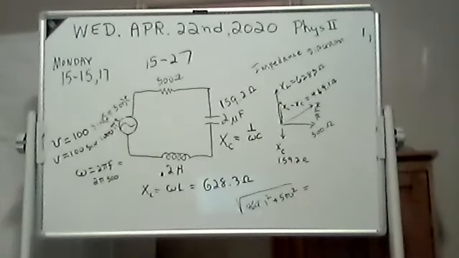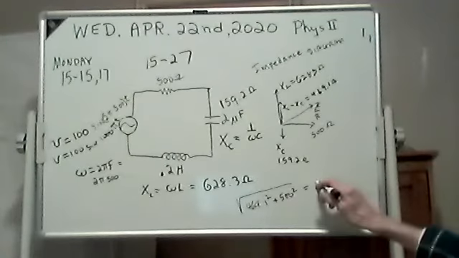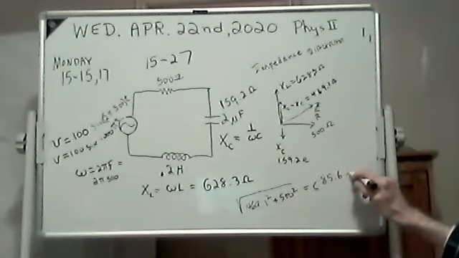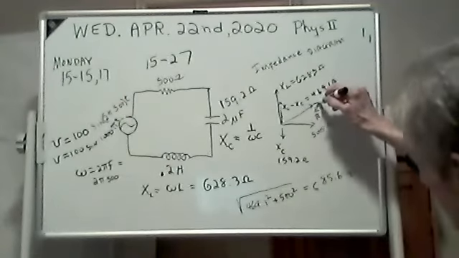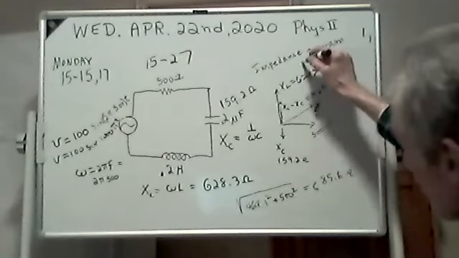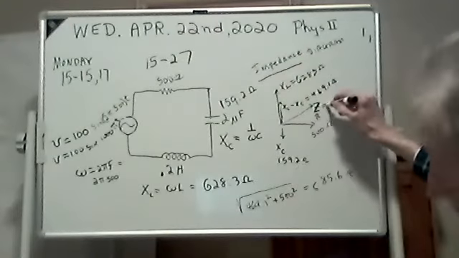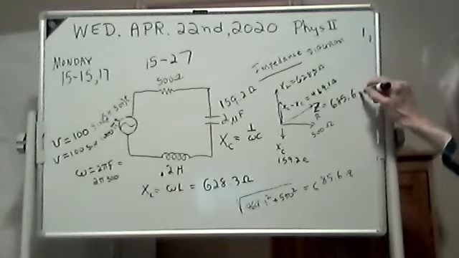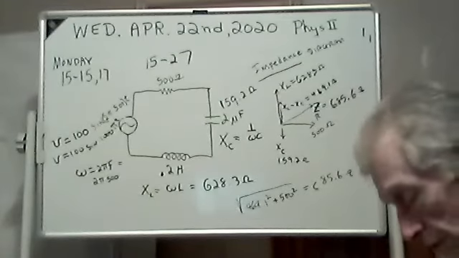All right, let's do that. 469.1 squared plus 500 squared. I'm getting 685.6 ohms. That is your impedance. Now we can get the current.